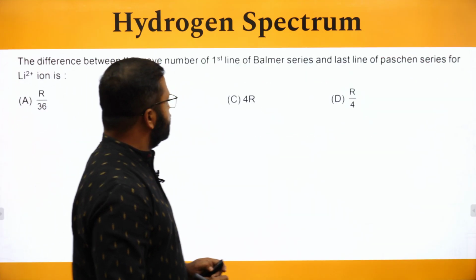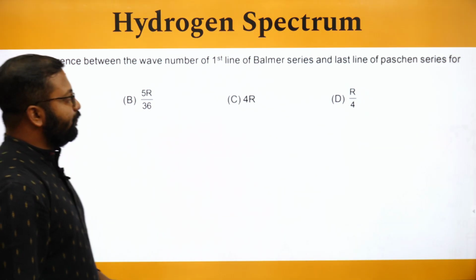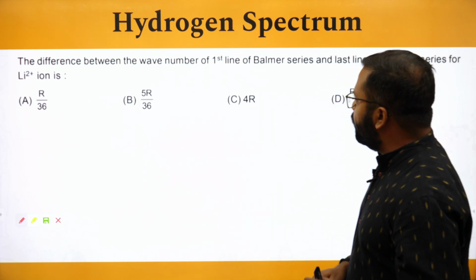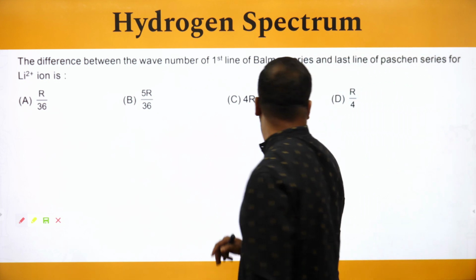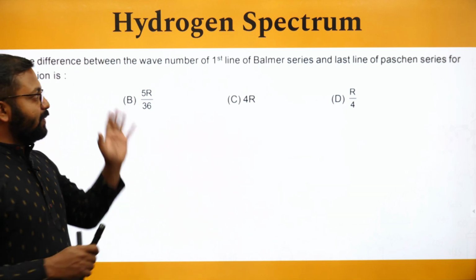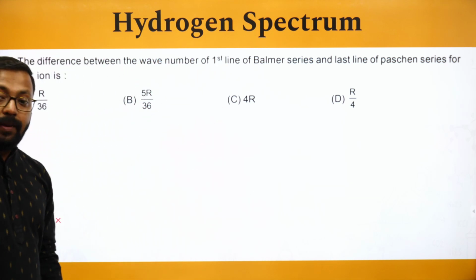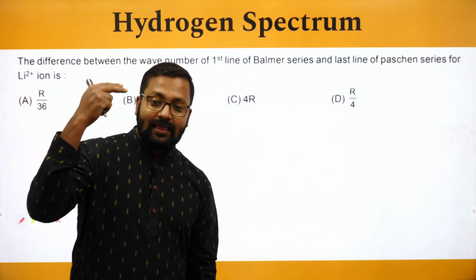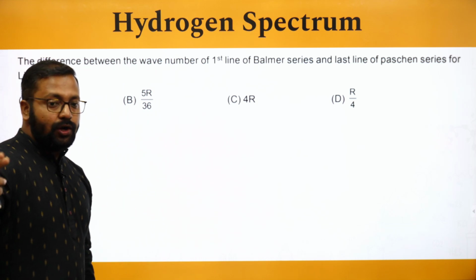The next question is this. The difference between the wave number of the first line of Balmer series and the last line of Paschen series for Li2 plus ion. What will be the first line of Balmer series, guys? First line of Balmer series means 3 jumping to 2. The electron jumps from 3 to 2.